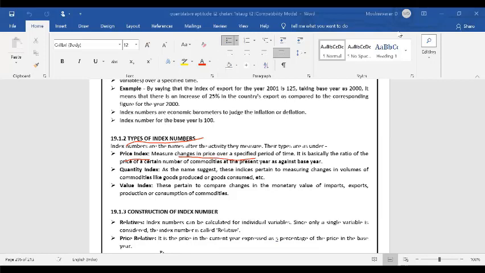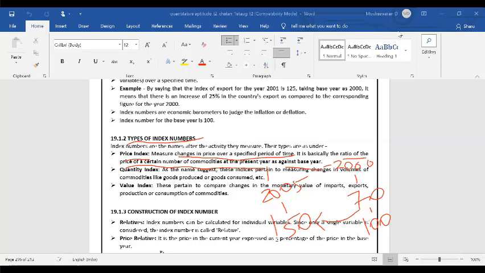Change in price over a specific period of time. It is basically the ratio of price of a certain number of commodities in the present year against the base year. For example, base year is 2000, present year is 2005. In 2000, the price is 70 rupees. Today, the price is 150 rupees. So what should I do? Base year I should take as 100%. From here, how much it increased, I should find out. This is what price index means.